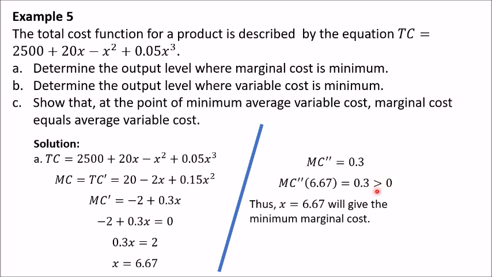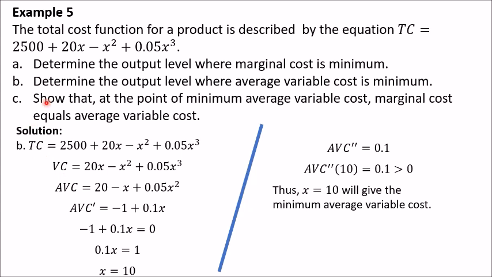So pag greater than 0 in our second derivative test, it means that this value, the x here, will give the minimum marginal cost. So x equals 6.67. For letter B, we have to determine the output level where average variable cost is minimum. So we will get the minimum from the average variable cost function.